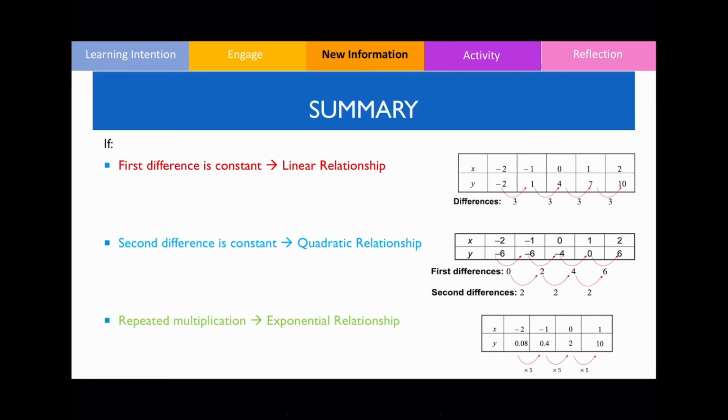So just to summarize what we've just covered so far, guys, if you can find that there is a common constant first difference, this indicates that you've got a linear relationship. If the second difference is constant, then you've got a quadratic relationship. And if you can see that there's repeated multiplication, then this is an example of an exponential relationship.